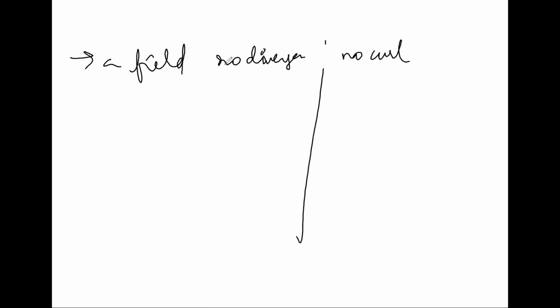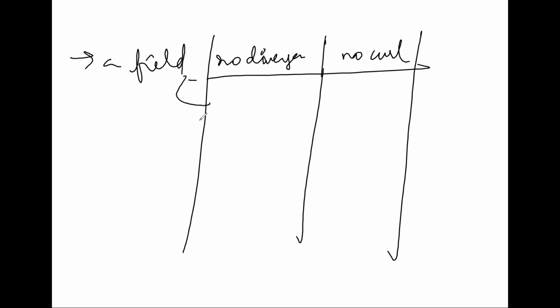A field having no divergence, no curl. Field having no divergence, no curl. What is that field called? Such a field is steady state, steady state flow, rotational motion or incompressible.